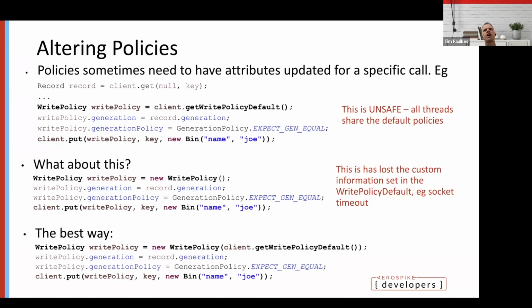So the right way of changing a policy is something like this. Get your write policy default and instantiate a new write policy based on that policy. It will copy all those settings over, change it, and use it. Now, this works really well. It's a bit more verbose, but it is guaranteed that you'll get all your defaults and you can modify the object and it's your own copy of it. So this is a pattern you really should be using, and most people don't. They tend to do this far more than anything else.